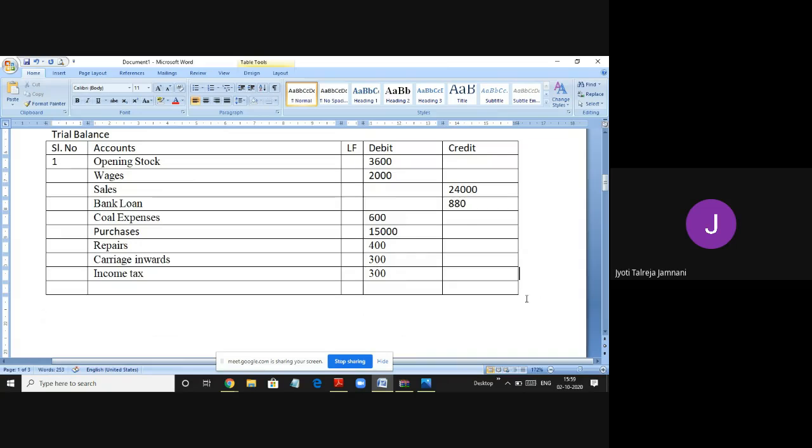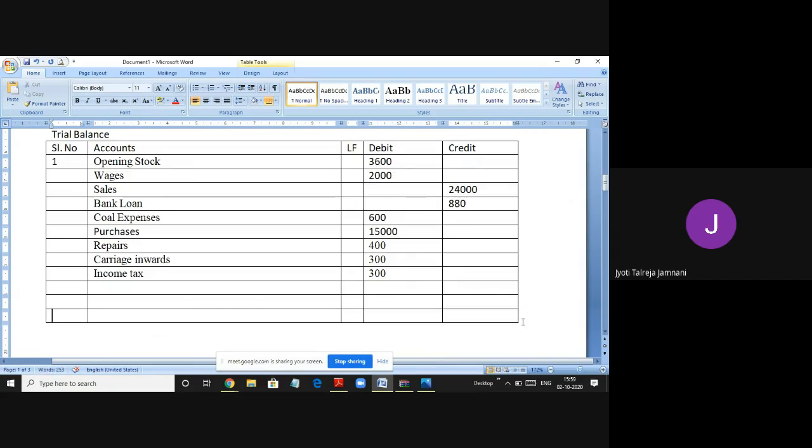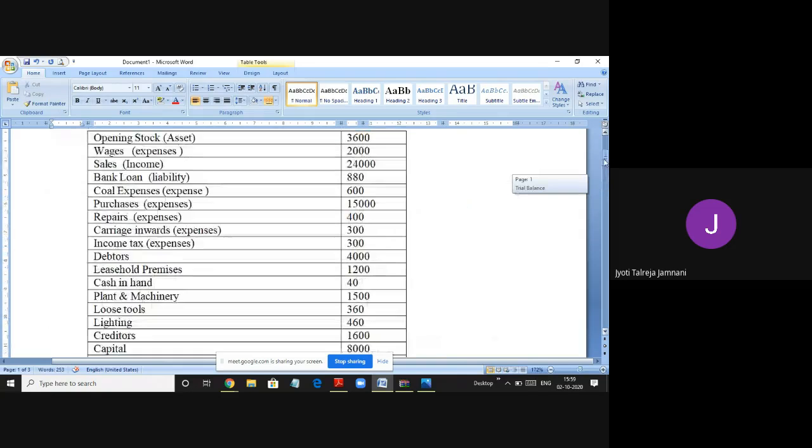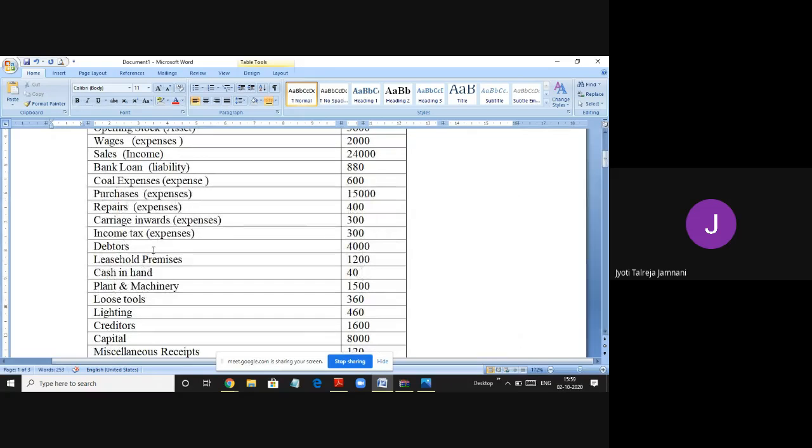Okay, so let's see what other things we now need to record. The next thing that was given was debtors. Who are debtors? Debtors are the customers who have to give you money. So they are assets because they will give us money. So debtors are always assets.